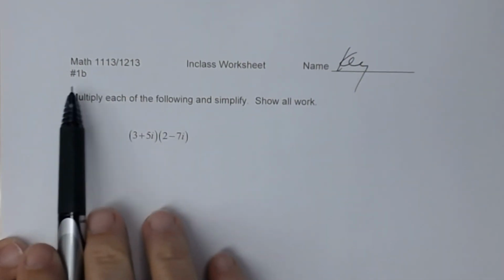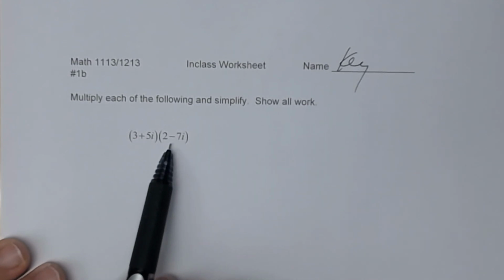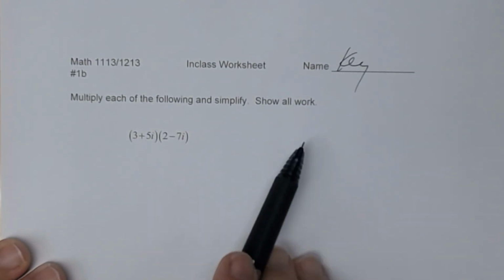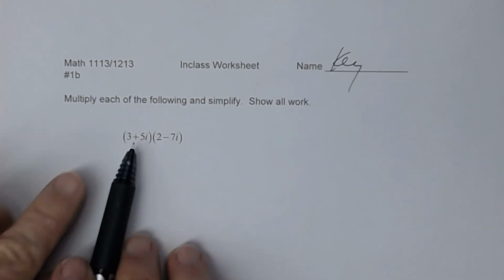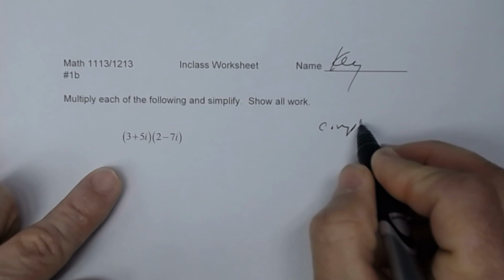Okay, so 1b, you're asked to multiply these two binomials and then simplify. And then you're going to show your work. Now notice that these two binomials are complex numbers. So remember, these are complex numbers.